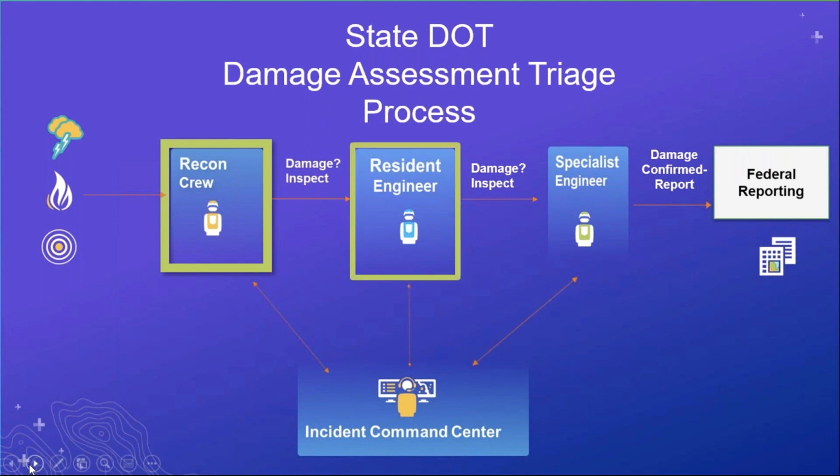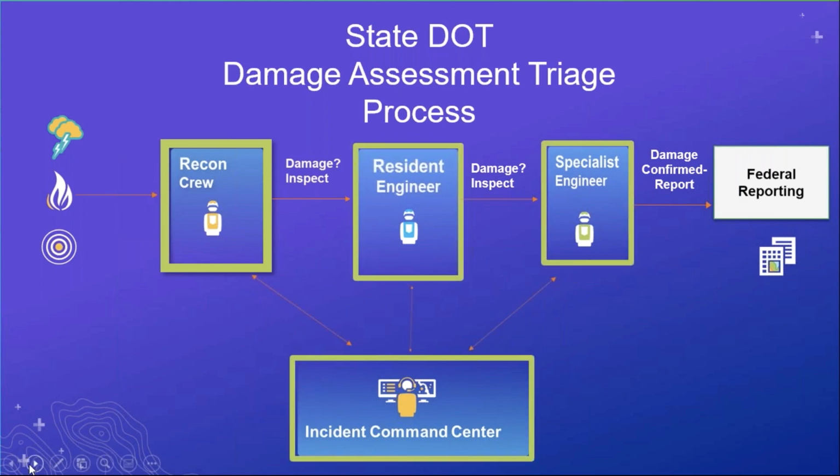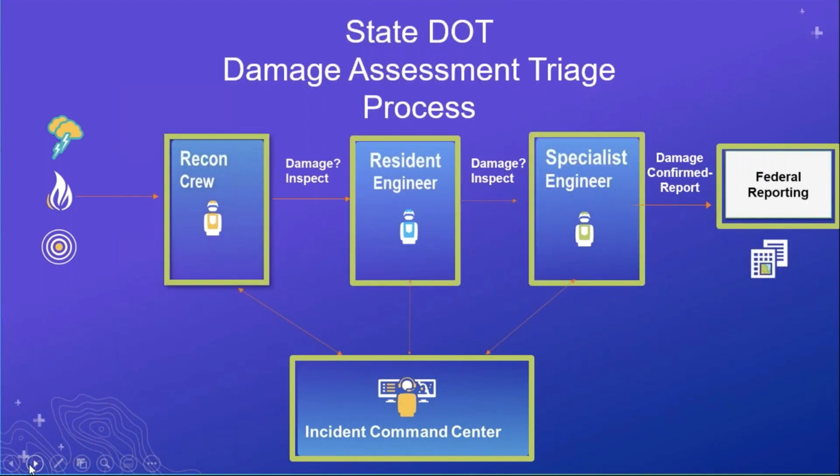Next step is we'll send a resident engineer to do a deeper dive and inspect the damaged site. That information will then be analyzed at the incident command center, followed by a way to use that information to help inform and mobilize the right specialists to restore and repair the site. From that point, we will aggregate all that information from the series of inspections in close to real time onto a common operational view, as well as automate a federal reporting requirement for disaster relief funding.